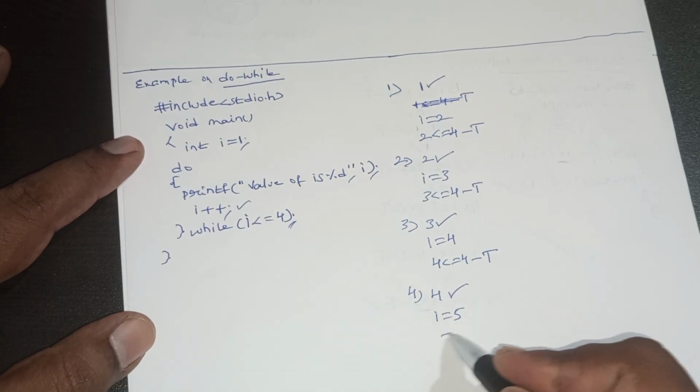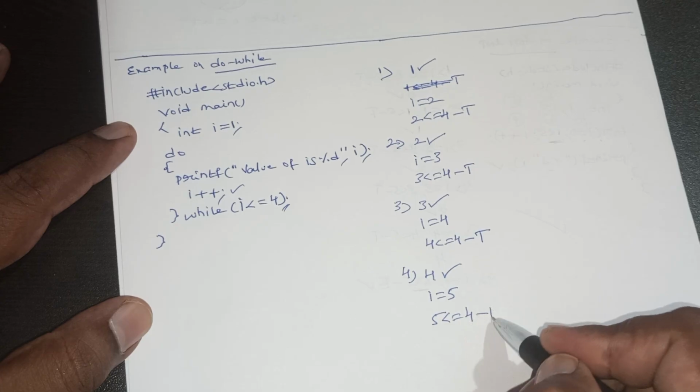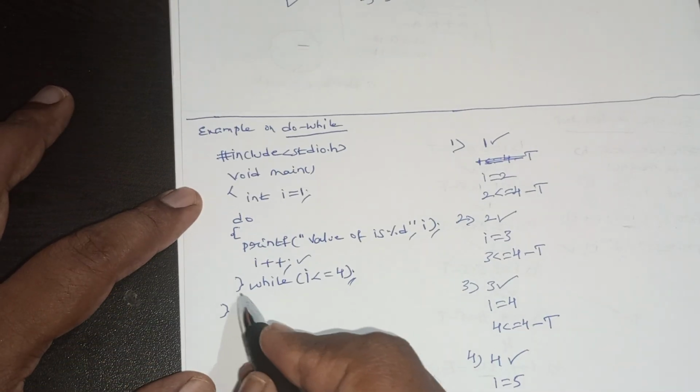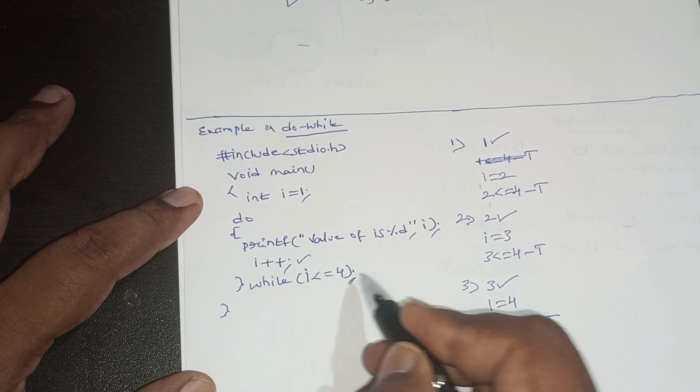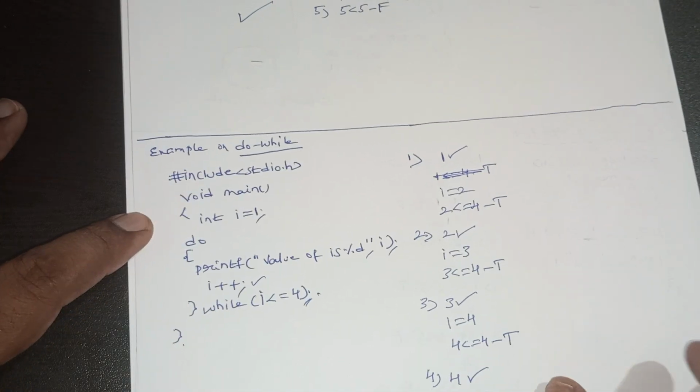5 less than or equal to 4. Condition true or false? Condition is false. Because the condition is false, what do I have to do? Don't do anything. Come to the end of this, so go to here. Stop the program. That is what a do while is.